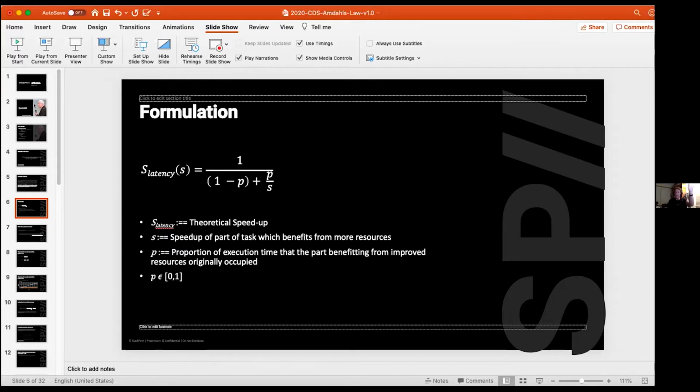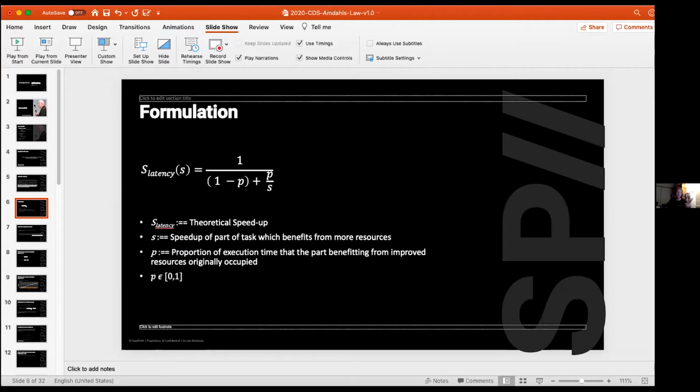And it says that, well, that speed up is dependent upon two factors. One of which is we have part of the task which is amenable to some sort of speed up, meaning throw an extra CPU at it. By how much does that part speed up when we add an extra CPU? And that's our little s value.